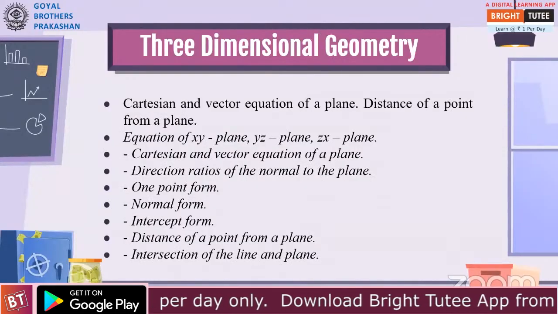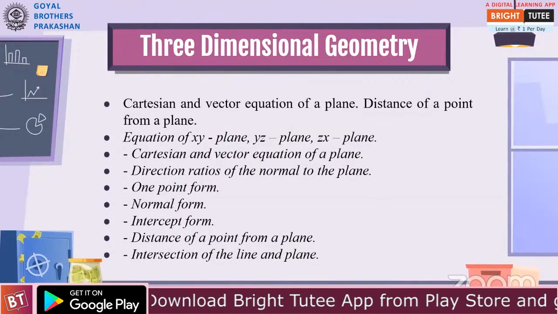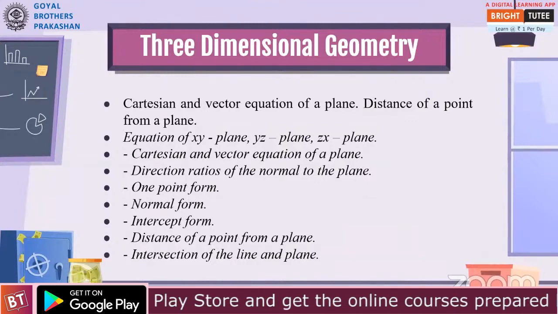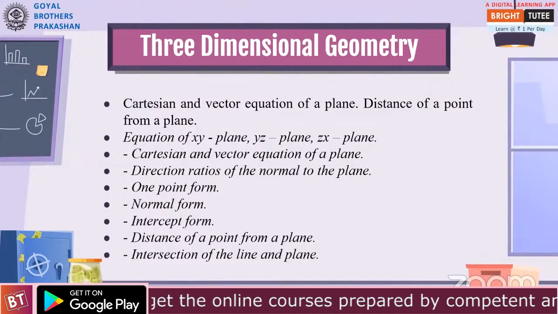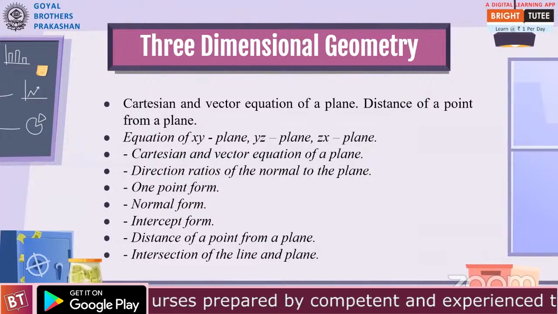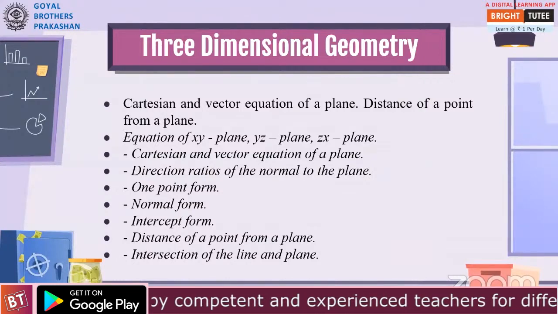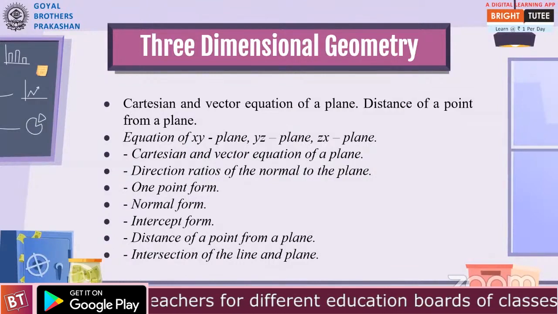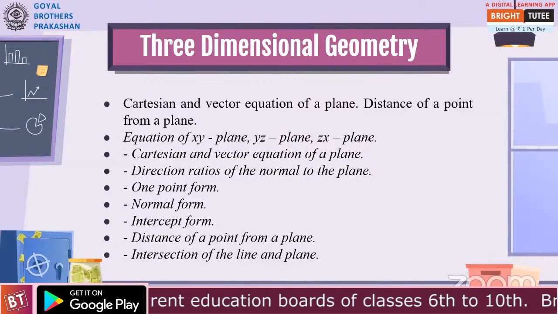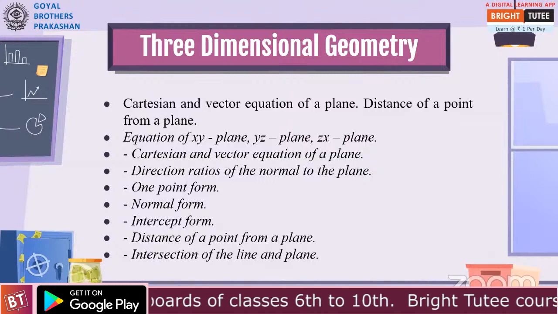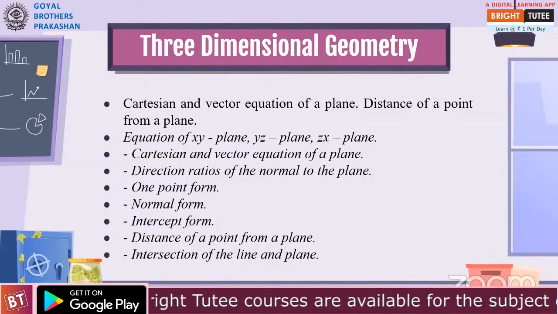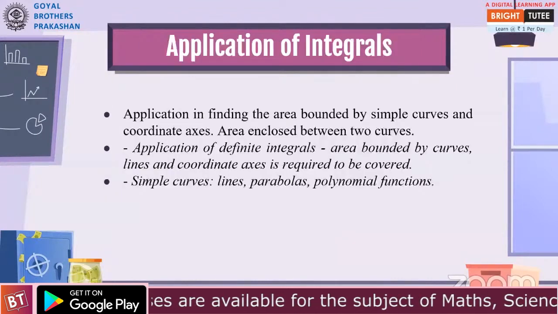Then in three-dimensional geometry, we have Cartesian and vector equation of plane, distance of a point from plane, equation of xy plane, yz plane and zx plane, Cartesian and vector equation of plane, direction cosines, direction ratio of the normal to plane, one point form, normal form, intercept form, distance of a point from a plane and intersection of line and plane. These are all the concepts included.